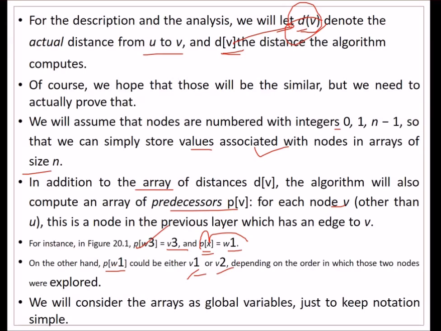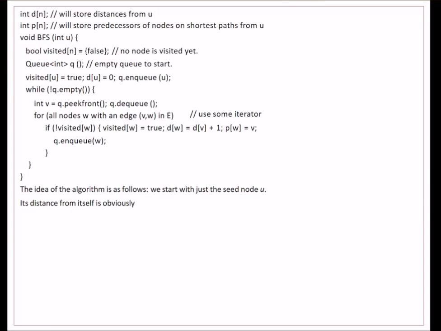We will consider the arrays as global variables, to keep our notation simple. So this is the actual implementation. The array d will store the distances from u, that is, the number of hops from u to v. The array p will store the predecessors of each node on the shortest path from u.